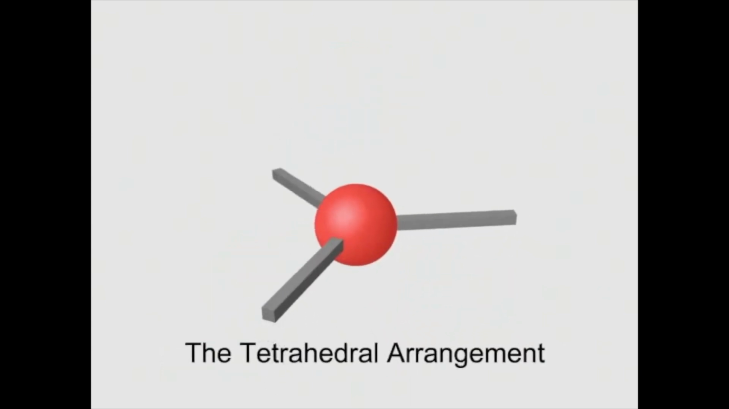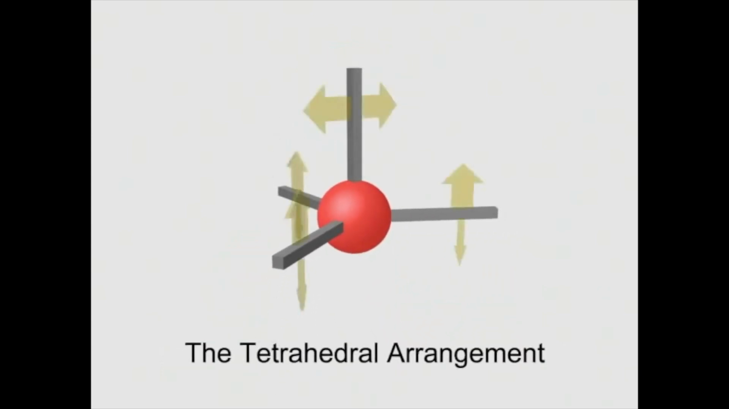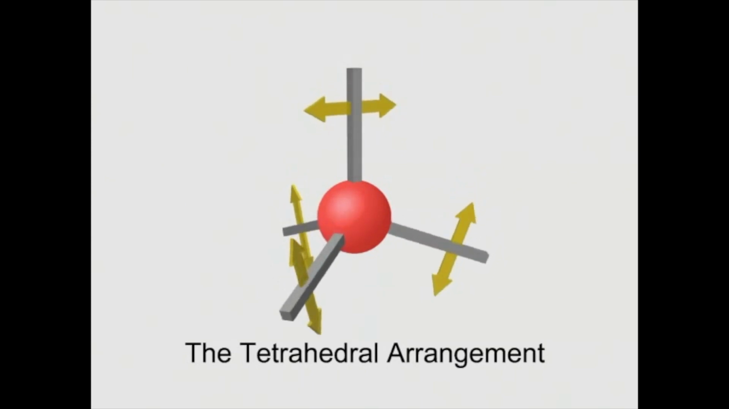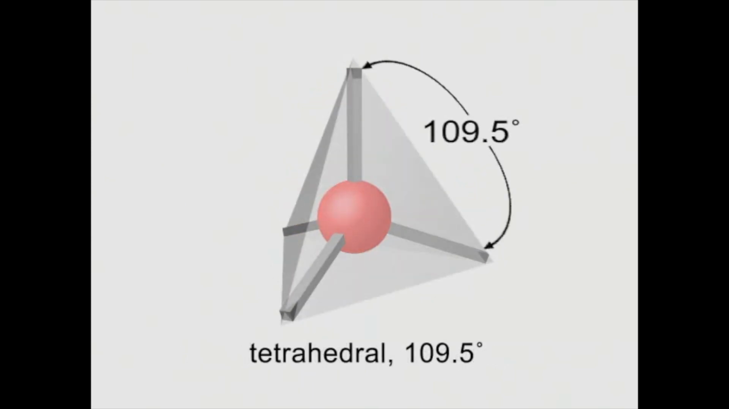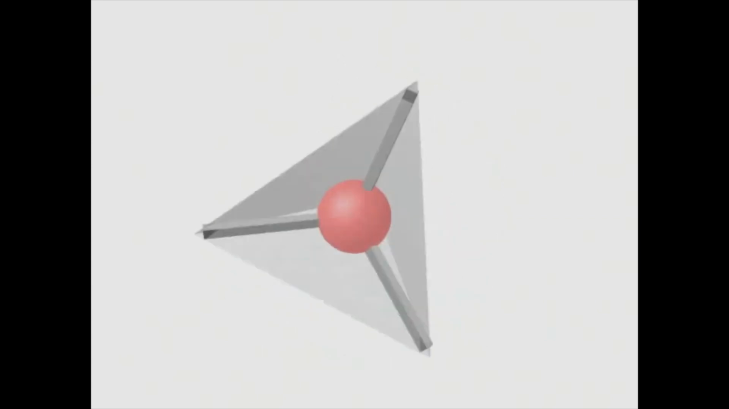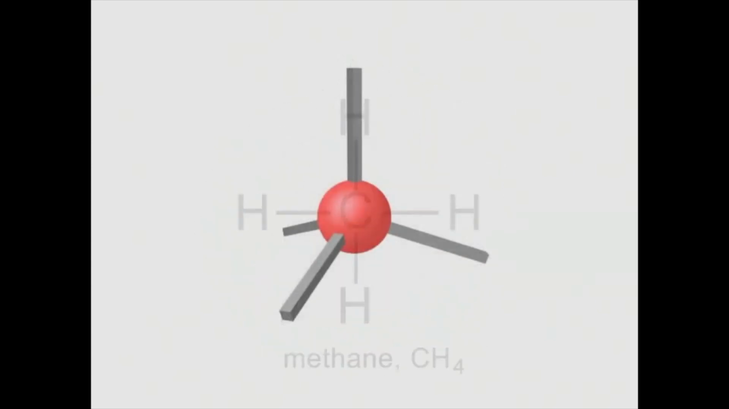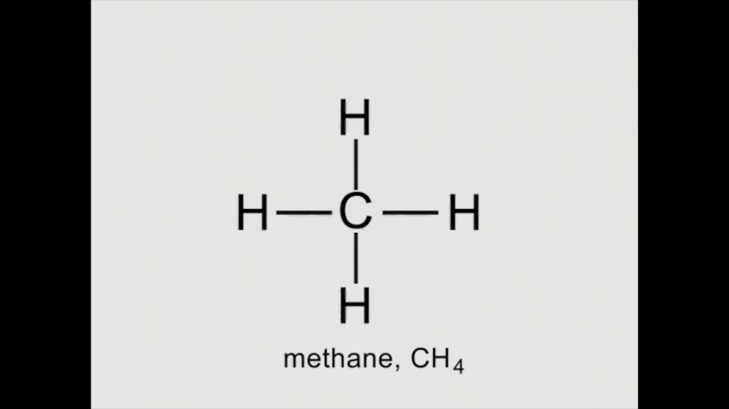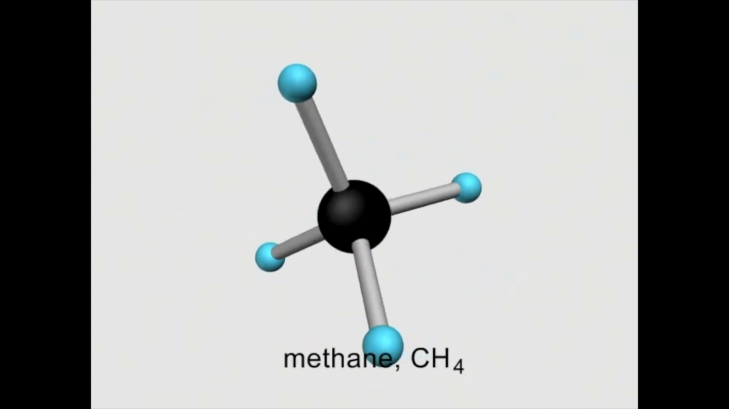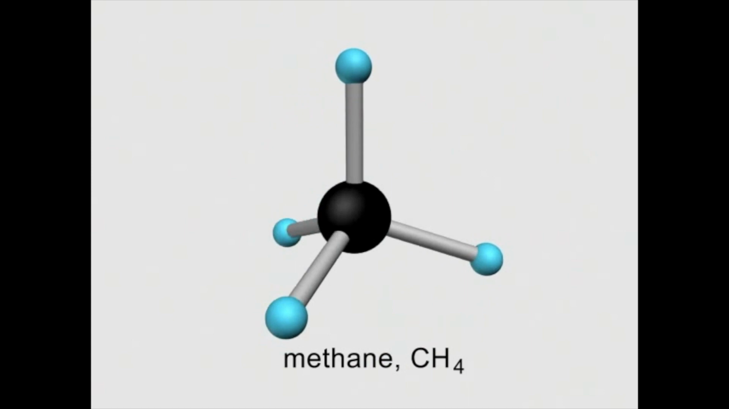4 electron groups around a central atom attain minimal repulsions in a tetrahedral arrangement, which has an ideal bond angle of 109.5 degrees. The tetrahedral shape is very common, especially in organic molecules. An example is methane, the simplest hydrocarbon.